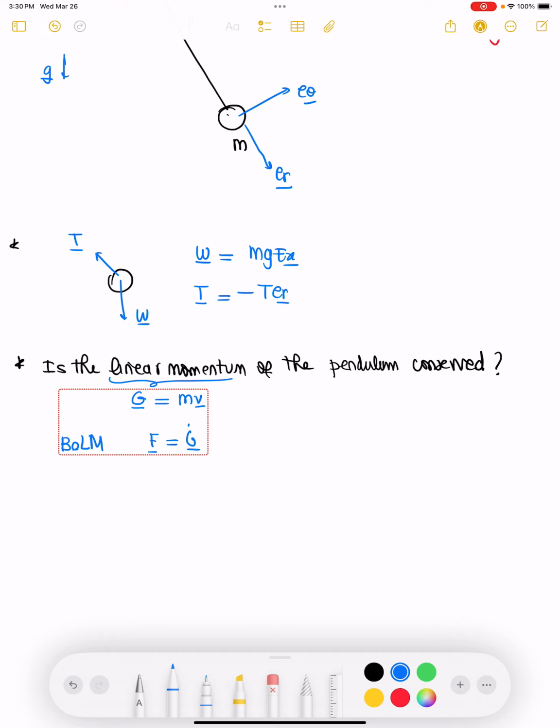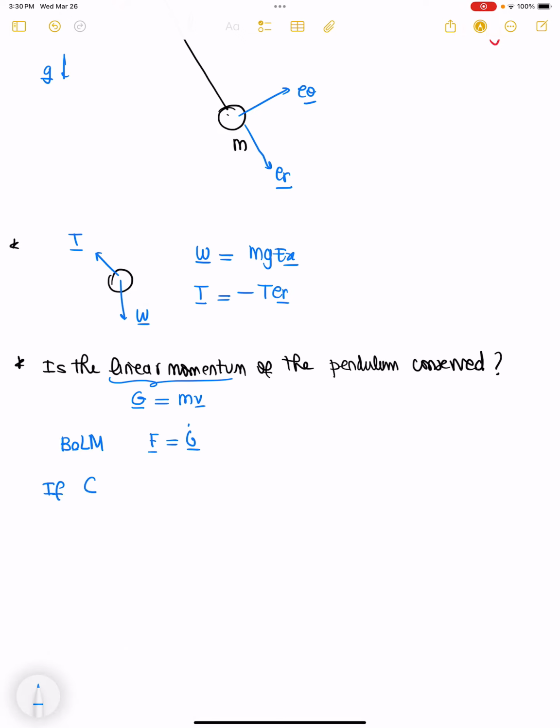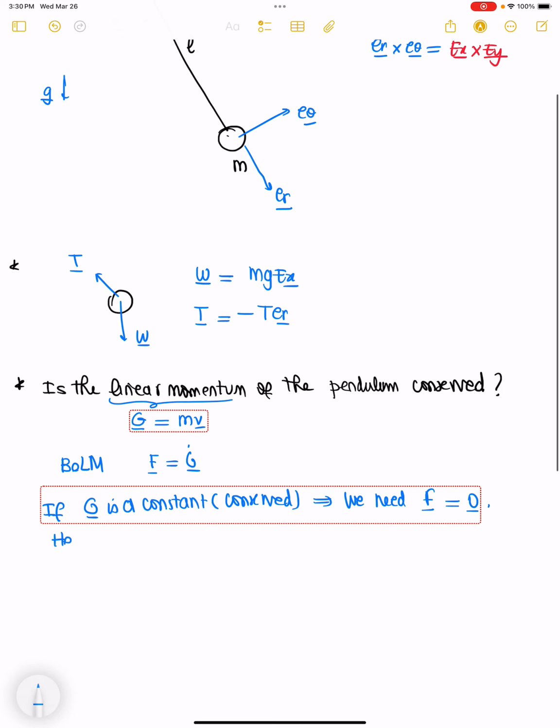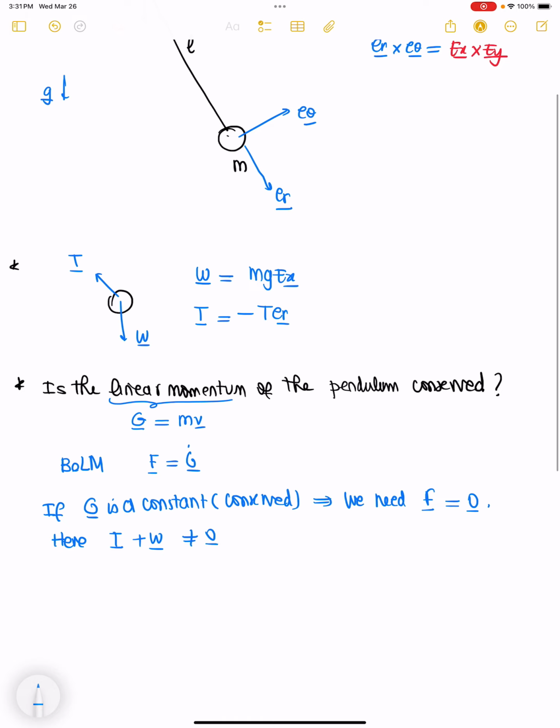So how do I show that G is a constant? Well, if G is conserved, then we need F to be equal to 0. The sum of forces acting on the particle is equal to 0. And that's not the case here. The tension force plus the weight force do not sum to 0. The acceleration of the particle is non-zero, so no, linear momentum of the mass is not conserved. G is not conserved.